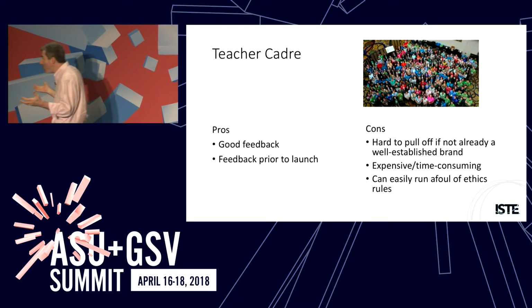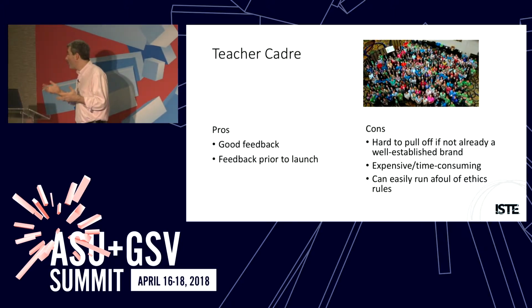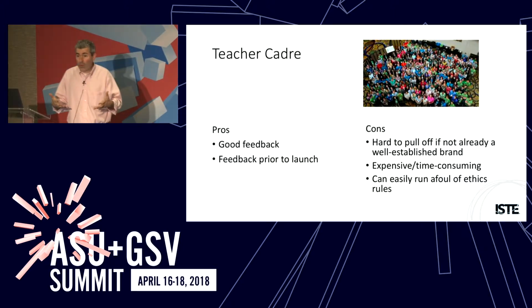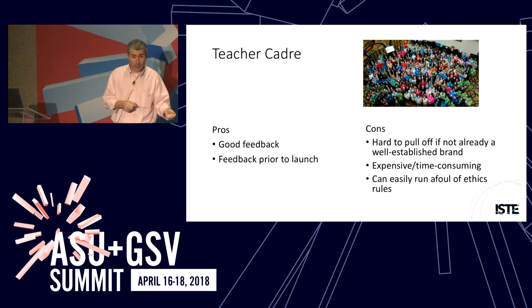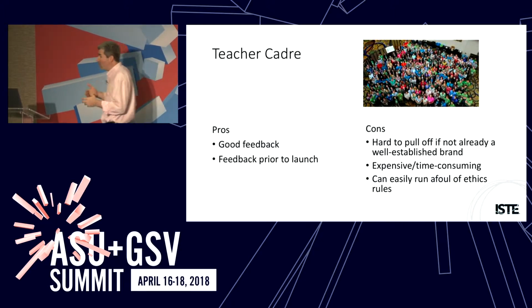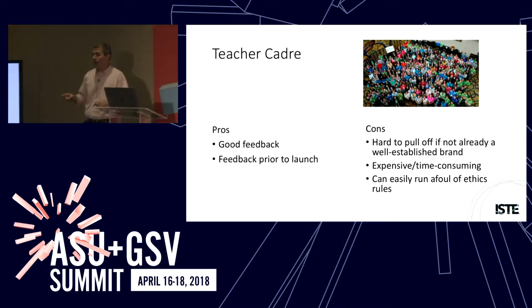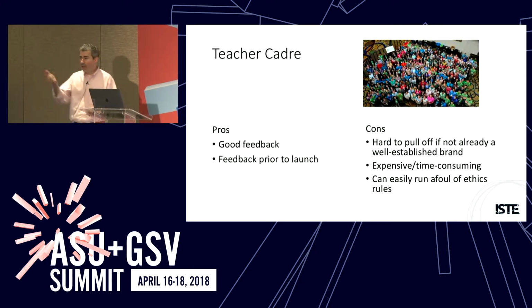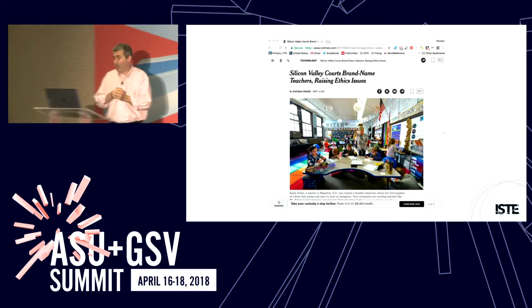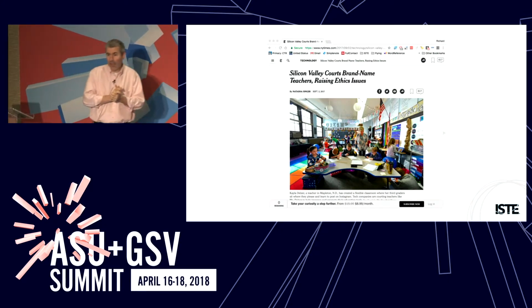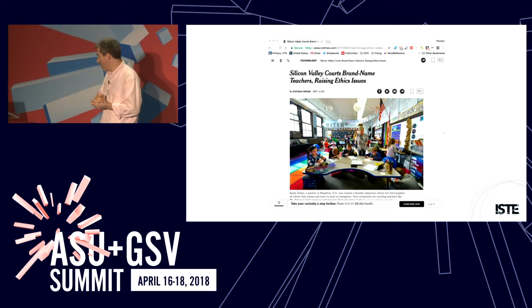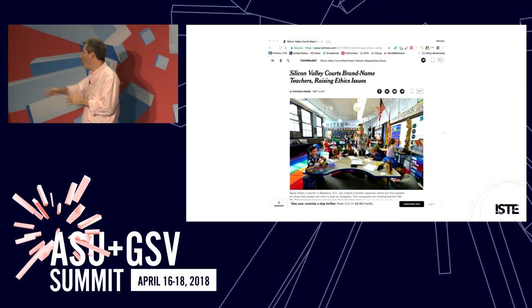Pros are great feedback. You get feedback prior to launch. The problem is it's hard to do that if you're not a really exciting brand already. It's also expensive and can be time-consuming, but you've got to be really careful with this last one. If you do that, you can run afoul of ethics rules. And if you haven't seen any of the reporting of our friend Natasha Singer from the New York Times this last year, you might want to go take a look at some of that. There are a whole bunch of examples.